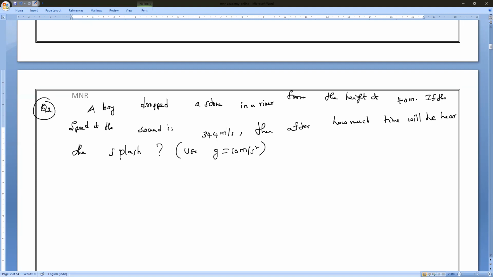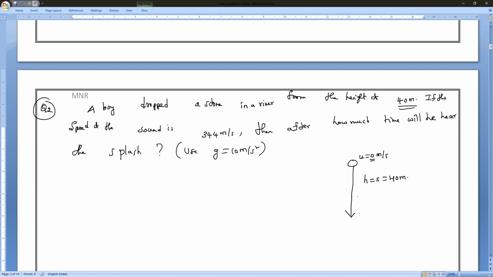Question. A boy dropped a stone. Free fall, guys. What is the initial velocity? Zero, that is what. Now, what is the distance traveled? Height. How much is it? s is equal to h is equal to how much? 40 meters.